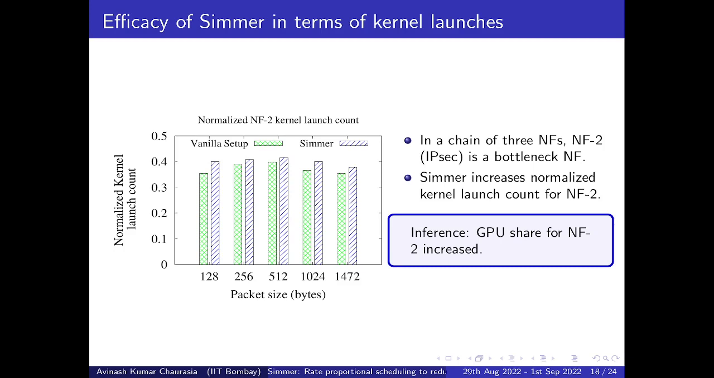The experiment consists of a service function chain of 3 network functions, and NF2, which is IPsec, is the bottleneck NF for the chain. We conducted the experiment with simmer modules enabled and disabled and found that simmer increases the normalized kernel count for the bottleneck NF and reduces it for the others. It implies that the simmer works as intended, as it increases the GPU share for the bottleneck NF.